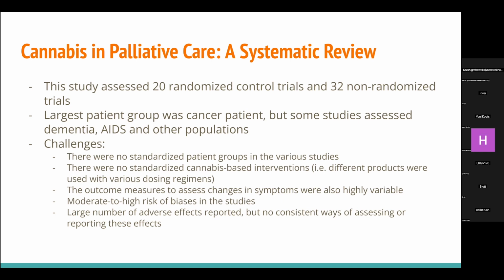There were a lot of challenges when they were doing this review, because there are no standardized patient populations in any of these studies. There are no standardized cannabis-based interventions, so different products are being used with varying dose regimens. The outcome measures were also highly variable. There was felt to be a lot of risk of bias because the studies were non-controlled. And a large number of adverse effects were reported, but there was never a consistent way of assessing or reporting these effects for patients. So overall, the authors of this article felt that the evidence for the outcomes assessed in all the studies was low to very low.